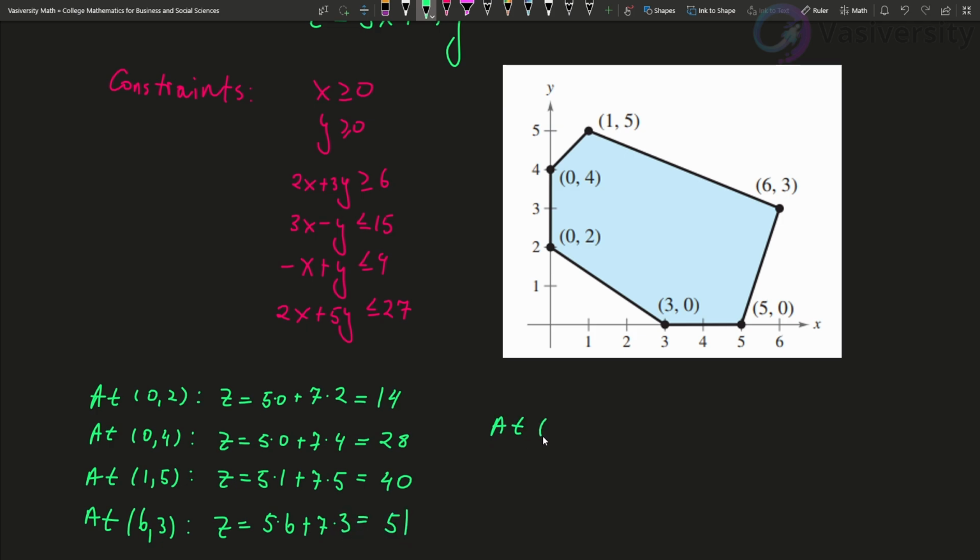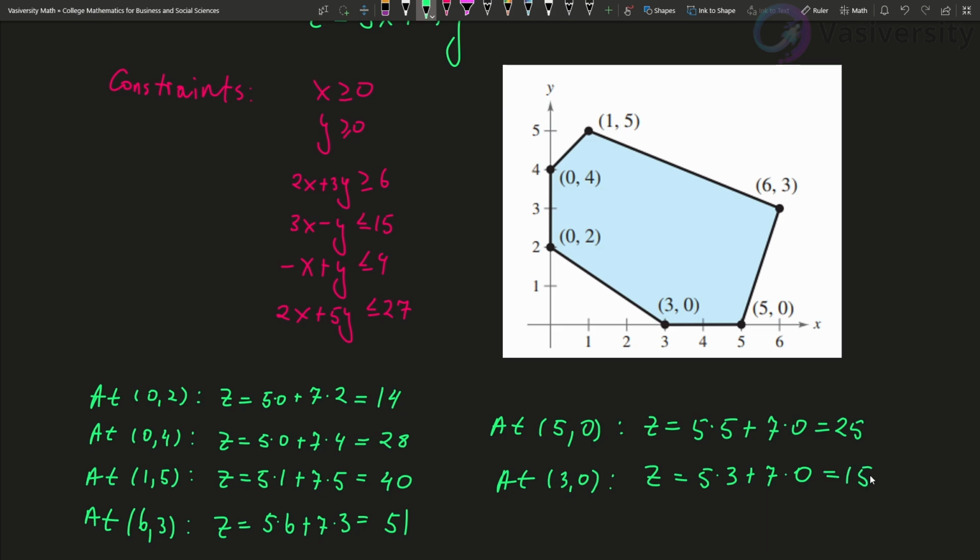Then at the point 5, 0, we will have that z is equal to 5 times 5 plus 7 times 0, which is equal to 25. And at the point 3, 0, we will have that z is equal to 5 times 3 plus 7 times 0, which is equal to 15. So clearly, right, this is going to be our minimum, right? And this is going to be our maximum.